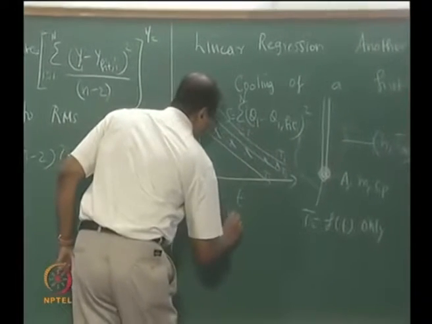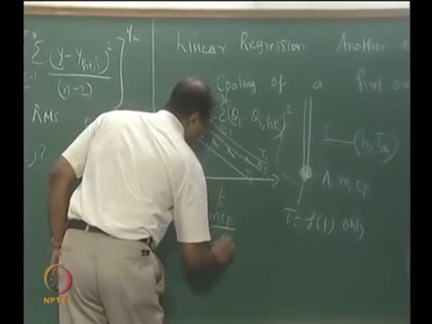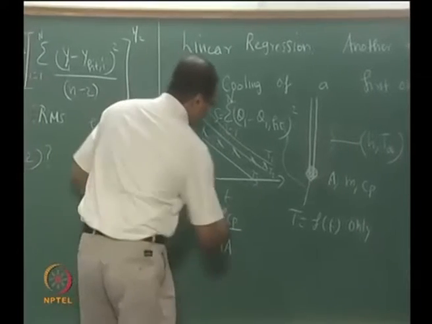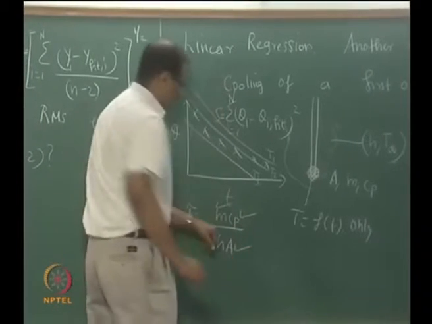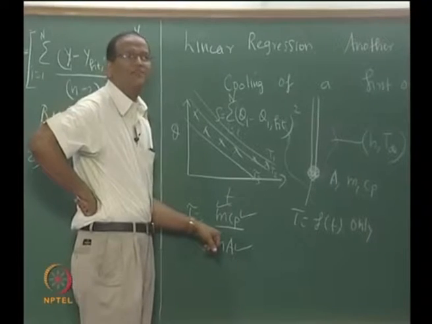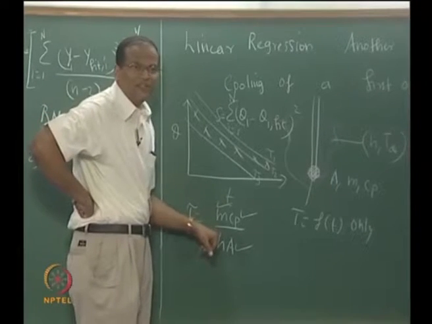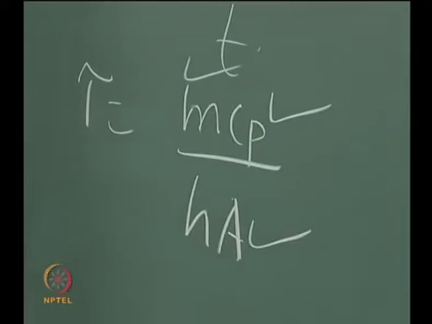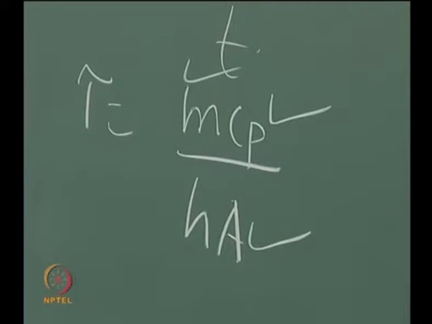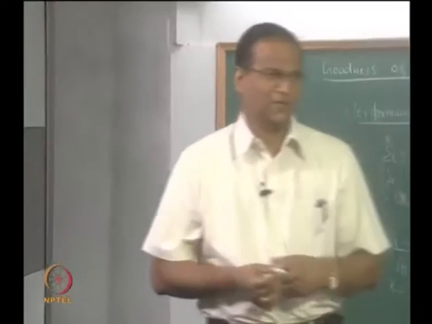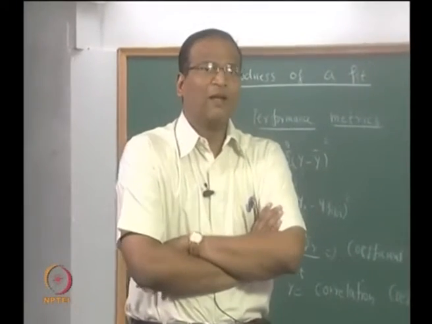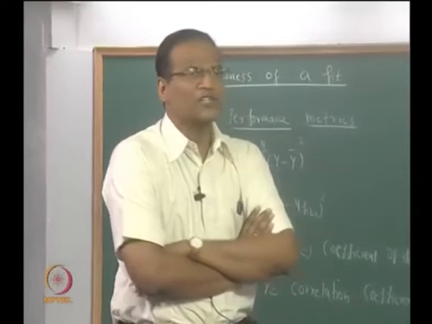From the time constant tau, if you know m, if you know Cp, if you know area, it gives you a very simple and inexpensive method to determine the heat transfer coefficient. So this is the measurement of heat transfer coefficient by conducting unsteady heat transfer experiments. Okay, but the assumption here is the heat transfer coefficient is a constant.